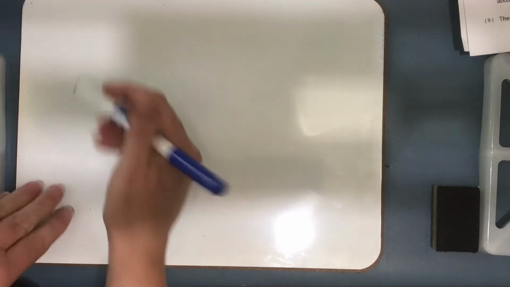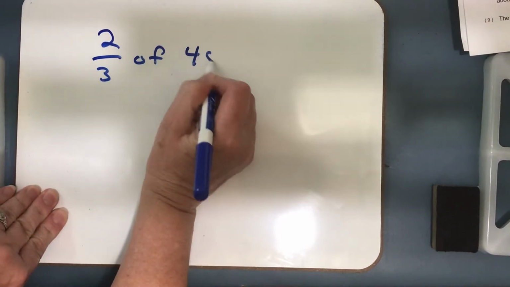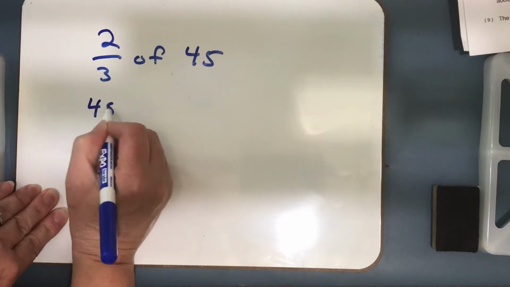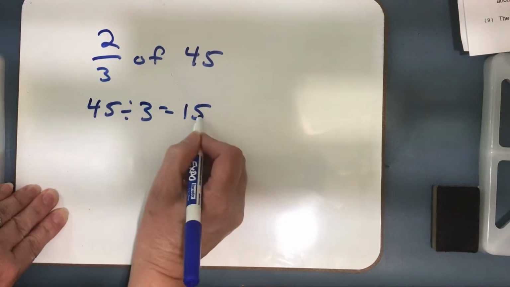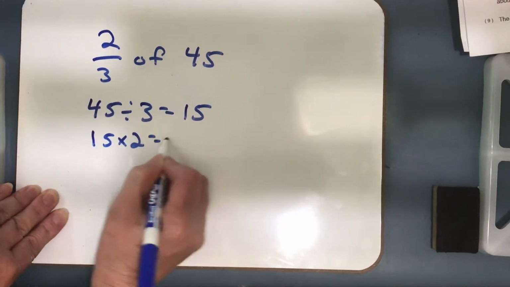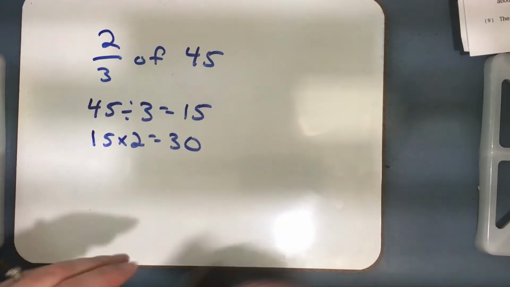Remember that when you find a fraction of a number, you have to take your whole number, which is 45, and divide it by the denominator. So 45 divided by 3 equals 15. And then take that answer and multiply it times the numerator. 15 times 2 equals 30. So 2/3 of 45 is 30.